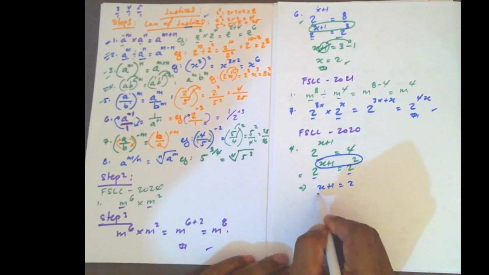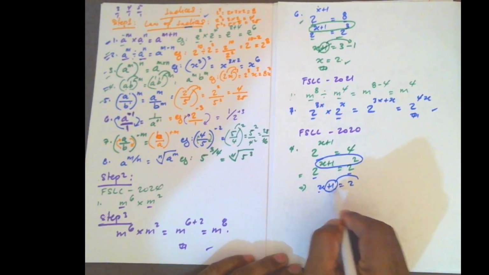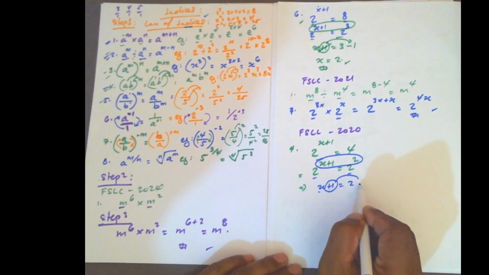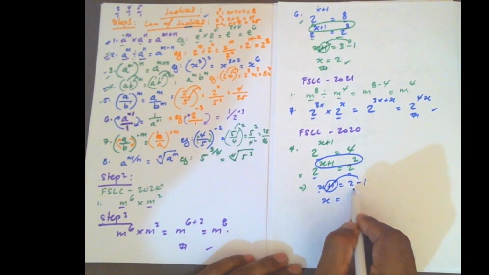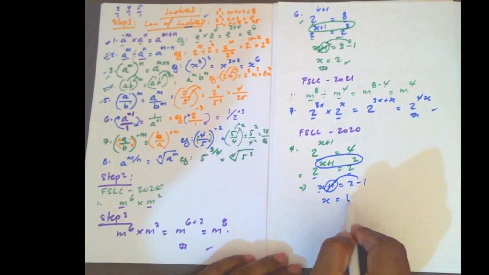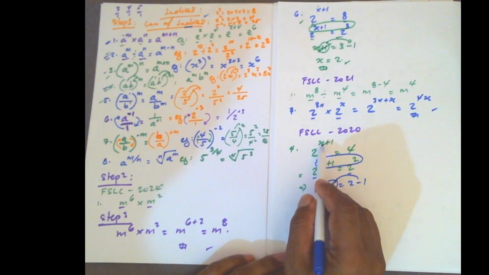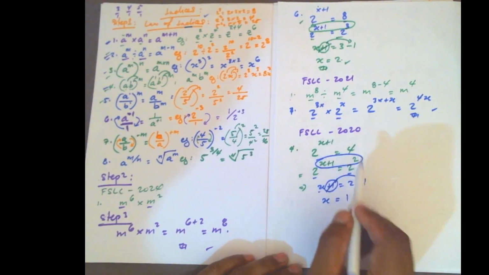Same approach, I want to find x. I'll take this positive 1 to the other side, using the opposite operation, which is minus 1. So x is equal to 2 minus 1 is 1. Let's check. Take this 1, plug it in here. 1 plus 1 is 2. 2 to the power of 2 is 4.